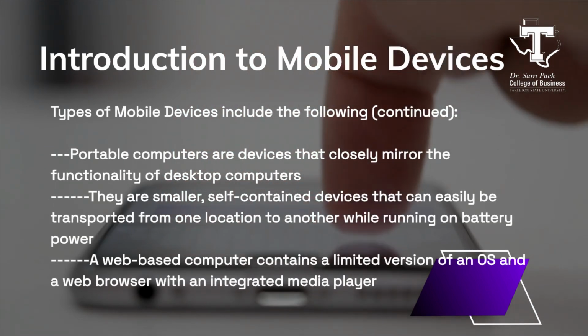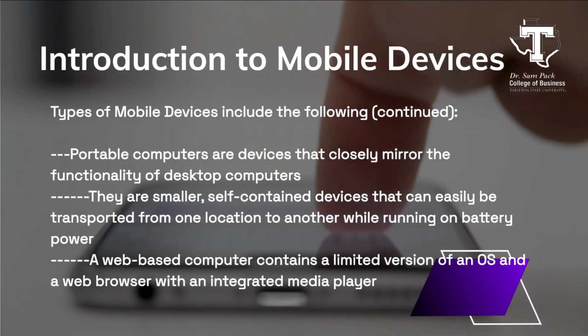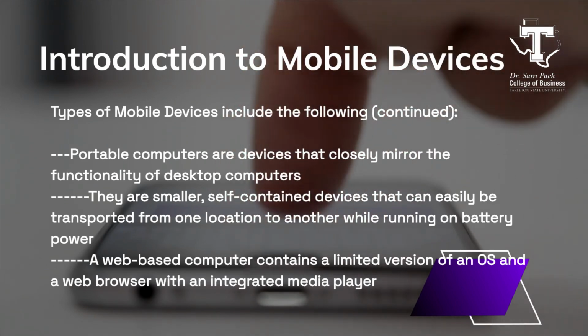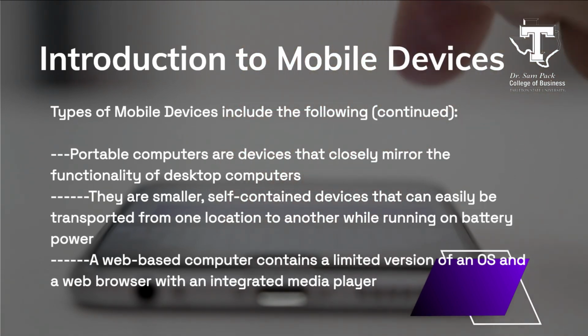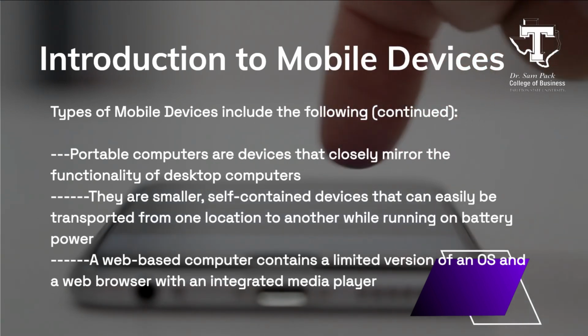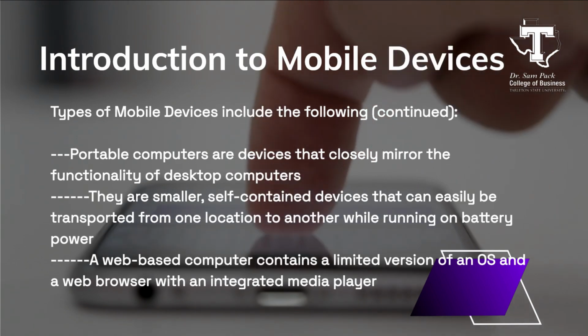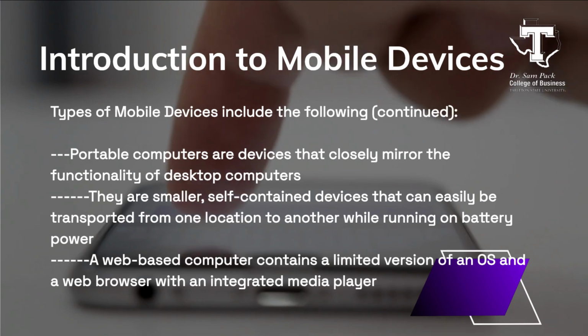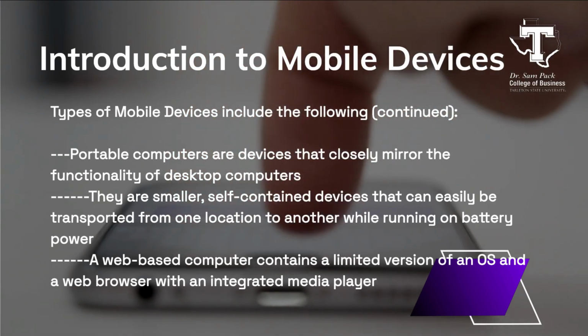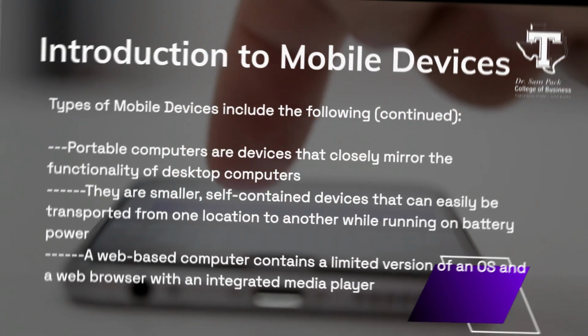Continuing on, we have portable computers. These devices mirror the functionality of desktop computers but are smaller and can run on battery power. Lastly, web-based computers contain a limited OS and a web browser with an integrated media player. Each of these devices has specific connectivity methods and security considerations.